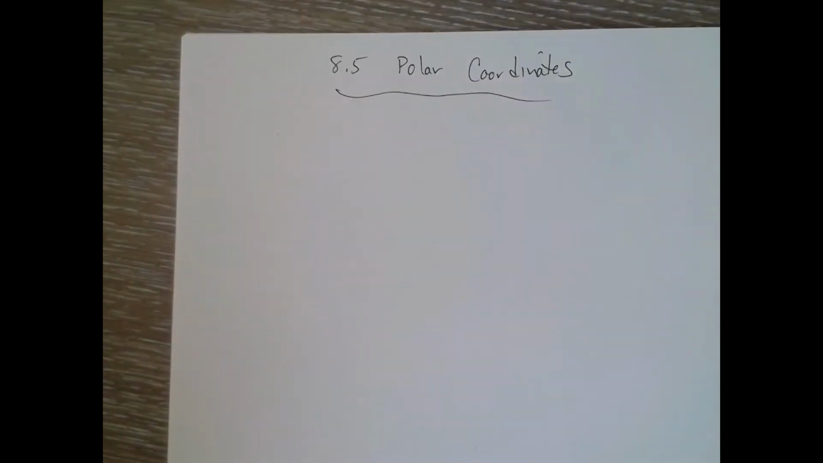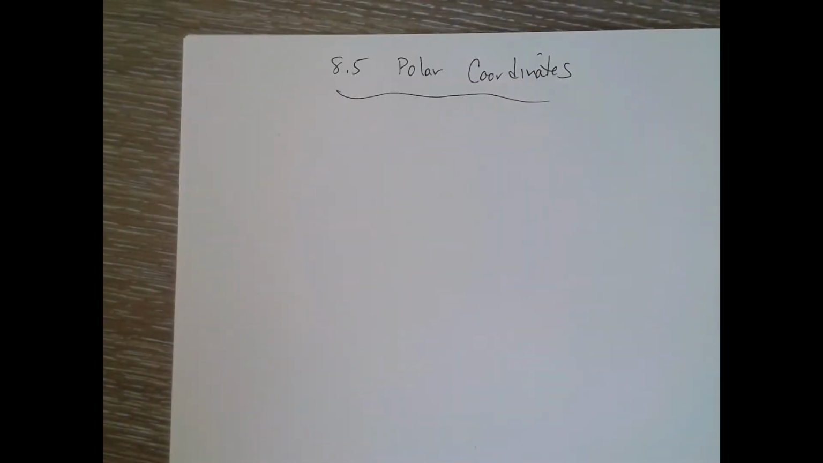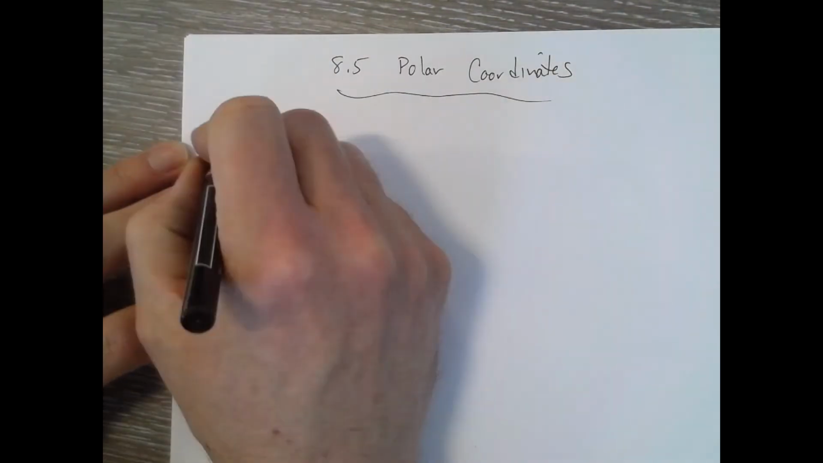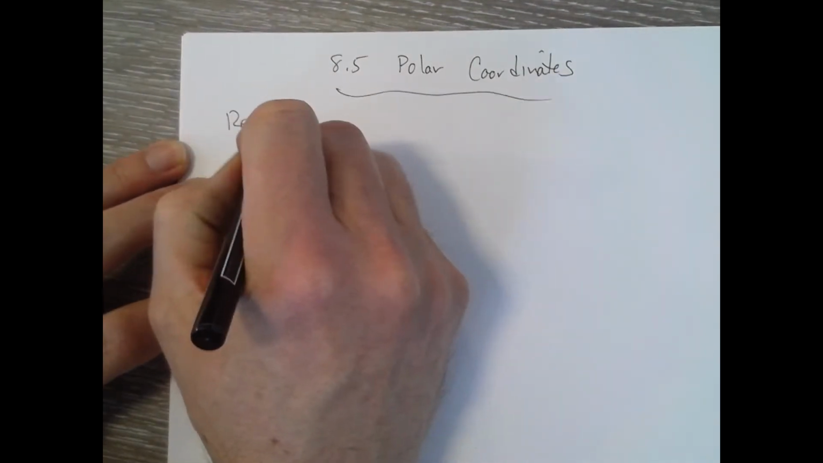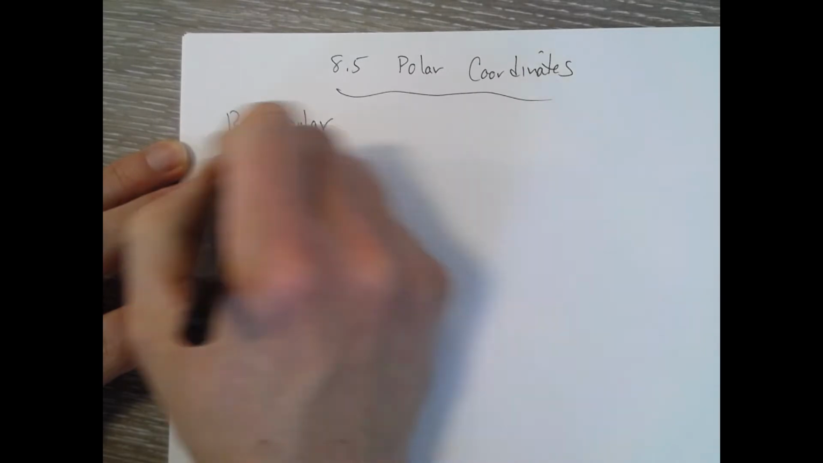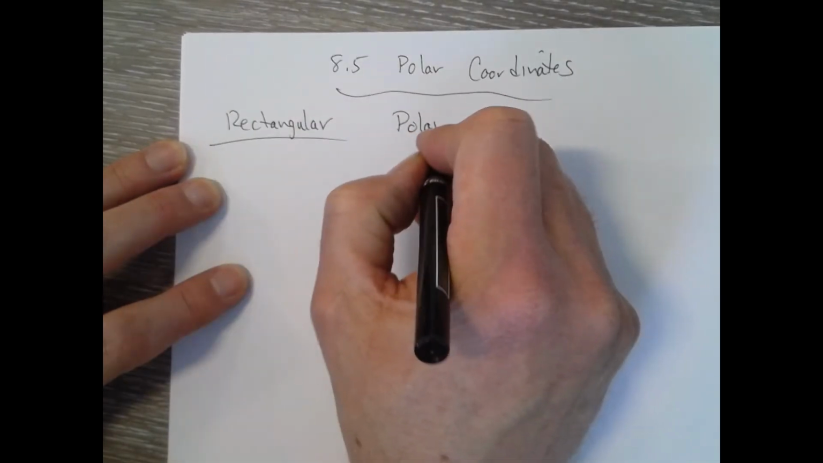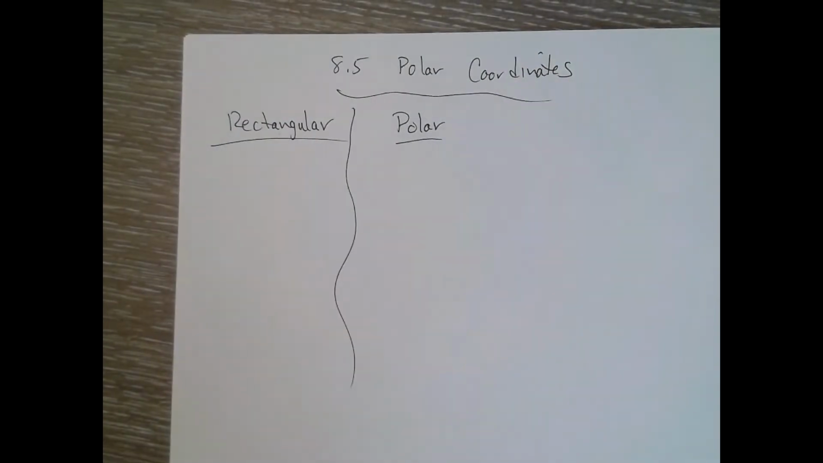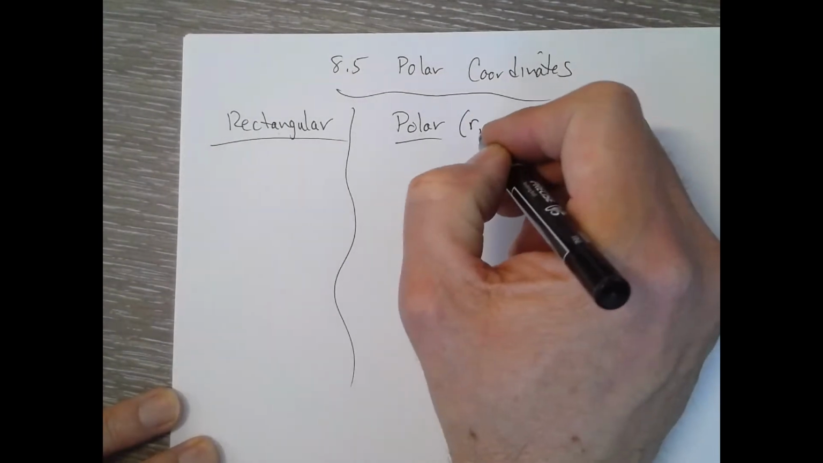All right, 8.5 polar coordinates continued. So far, about the only thing we talked about is graphing polar coordinates and rectangular coordinates, kind of how to go back and forth. So we've got our rectangular, and we have our polar. Polar coordinates is another way of graphing things, not just x comma y. Polar is r comma theta.